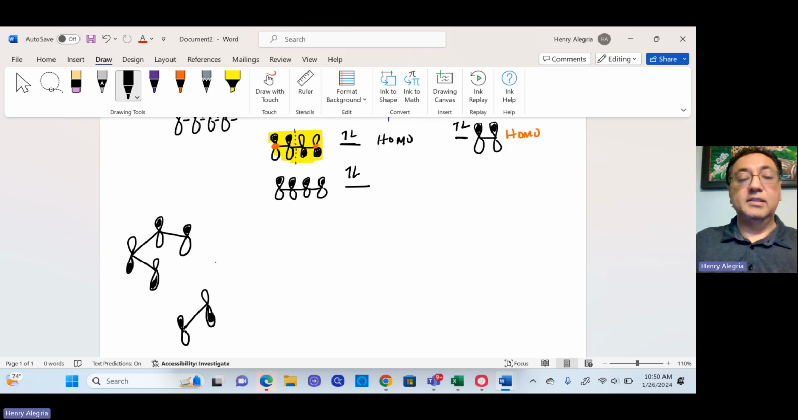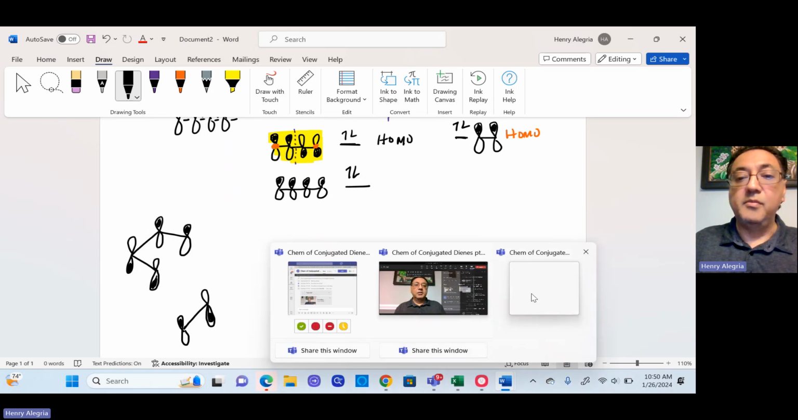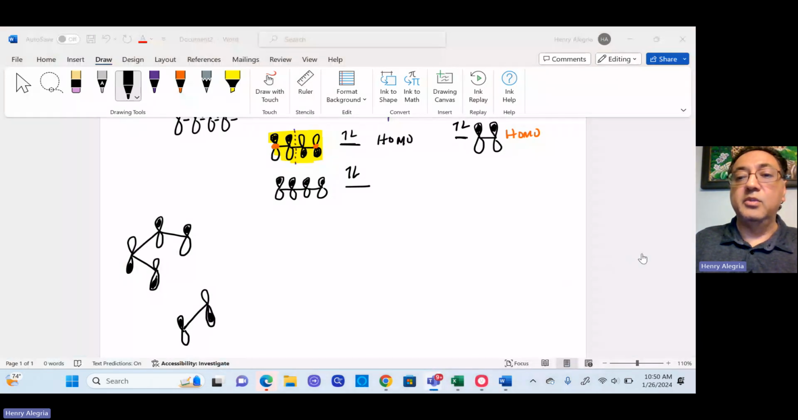Hopefully you can see this in the camera. Let me stop sharing. Maybe you will see it more. What I'm trying to emphasize here is that the diene and the dienophile are not approaching each other that way, because if they approached each other that way, the orbitals would do side-to-side overlap. They have to be head-to-head.